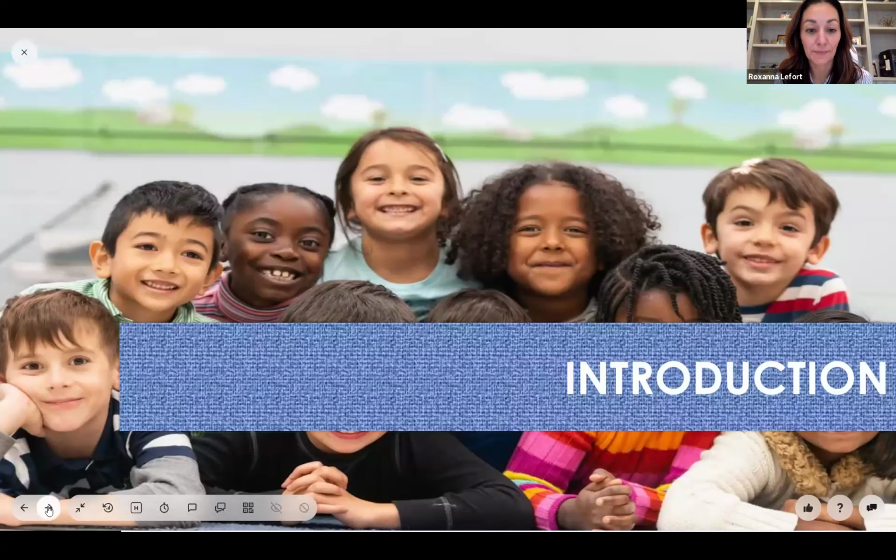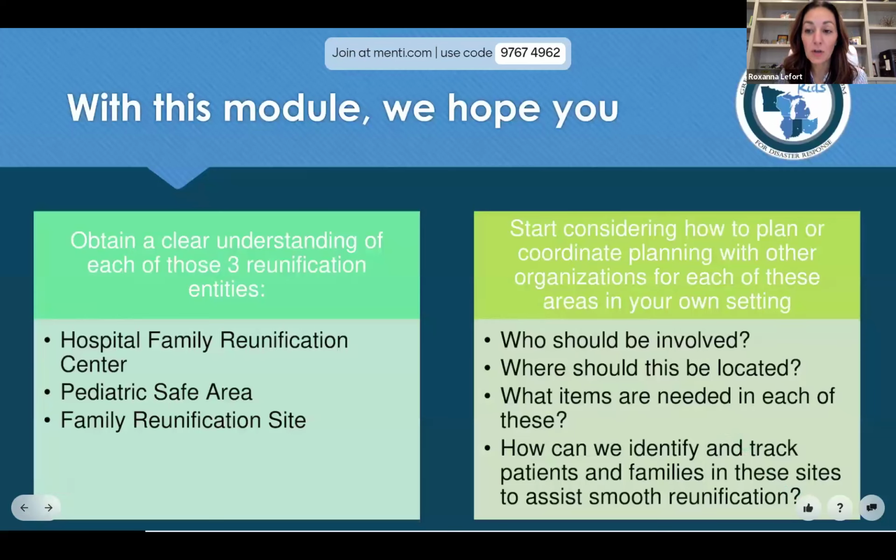Next slide. So with this module, we're going to talk about those three sites that are kind of the three main sites that should be incorporated into a reunification plan. And so hopefully by the end of this module, you'll have an understanding of what those sites are and why they're important. And then we also hope that you'll be able to start considering who should be involved in the planning process, where some of these sites should be located, what kind of things are needed, and how you can identify and track patients within these sites.